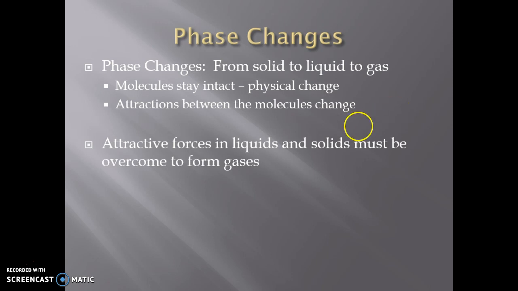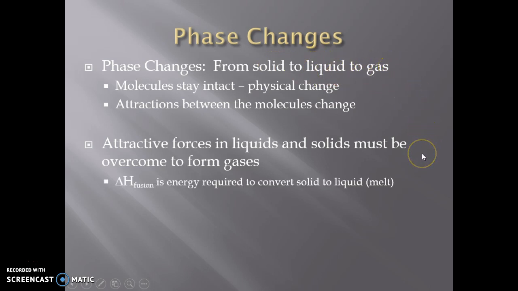And so in order to get from solid to liquid to gas, we have to overcome the attractive forces to get up there. So we have to break some attractive forces to go from solid to liquid, and then we have to break the rest of them. All of the attractive forces have to be broken in order to get to the gaseous state. And so the amount of energy that's associated with those changes are referred to as, well, a couple different things.